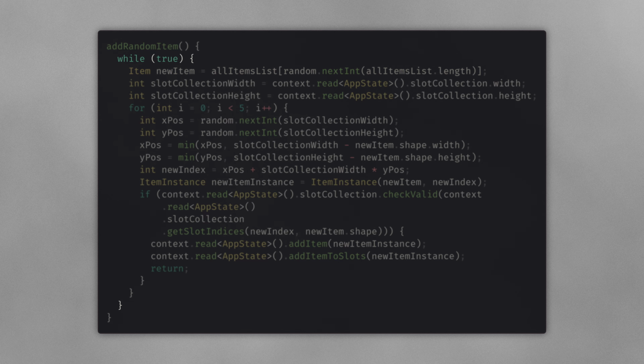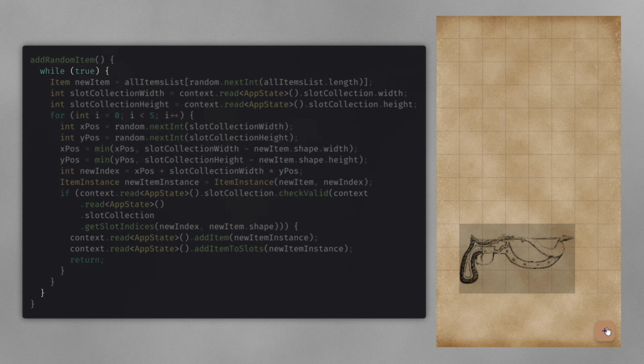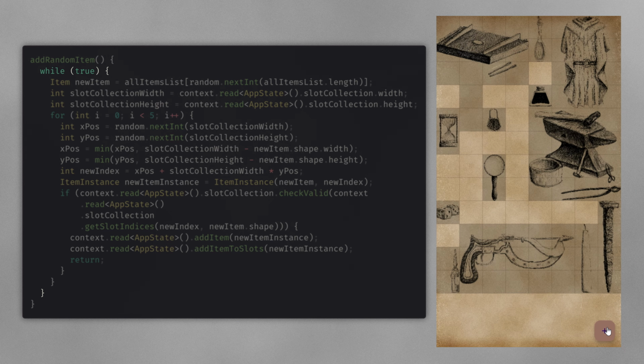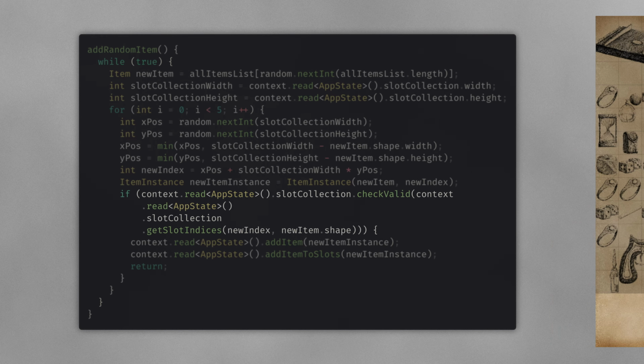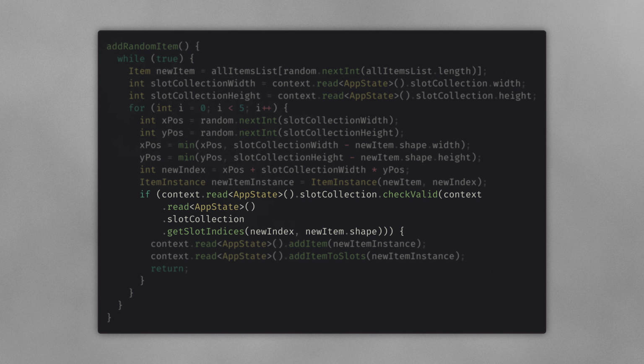The problem comes from this looping forever, going through every item, possibly multiple times per item, until one is valid. If the grid is full, I don't know what this would do. Ah, that. Anyway, once an item it generates is valid, it adds it to the item instances list and to the slots, then returns to get out of the loop.